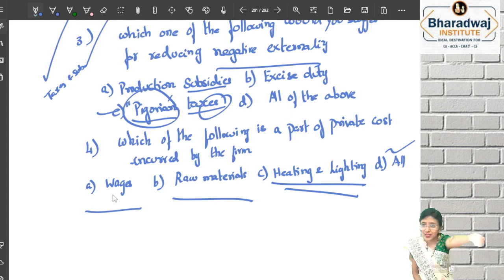When I add an externality there, it becomes social cost, that which is experienced by society. A cost incurred on that is social cost, the maximum social disadvantage. Are you clear? All of the above. Okay. Fifth one.